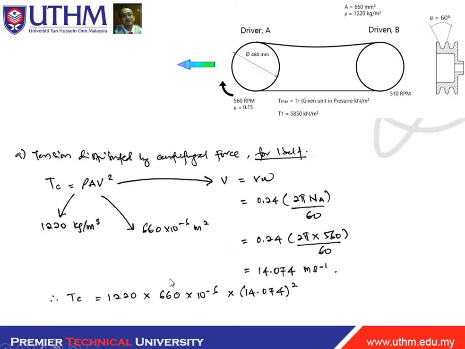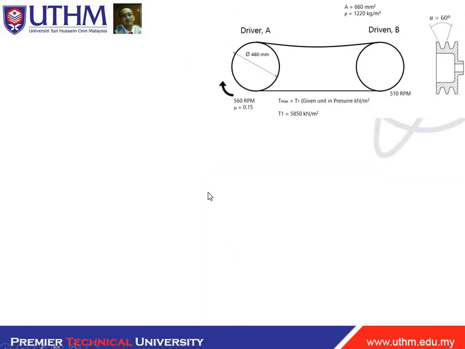So just put in whatever you get, the rho, A and V, into this equation, and then you get the TC is equal to 159.49. So the centrifugal force is 159.49. The next question is asking about the maximum tension.